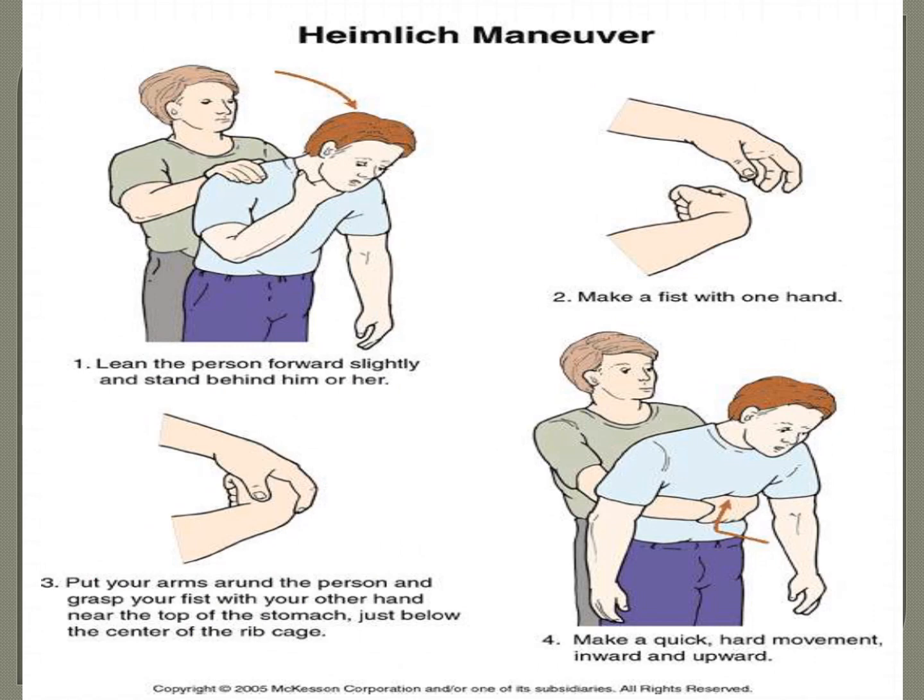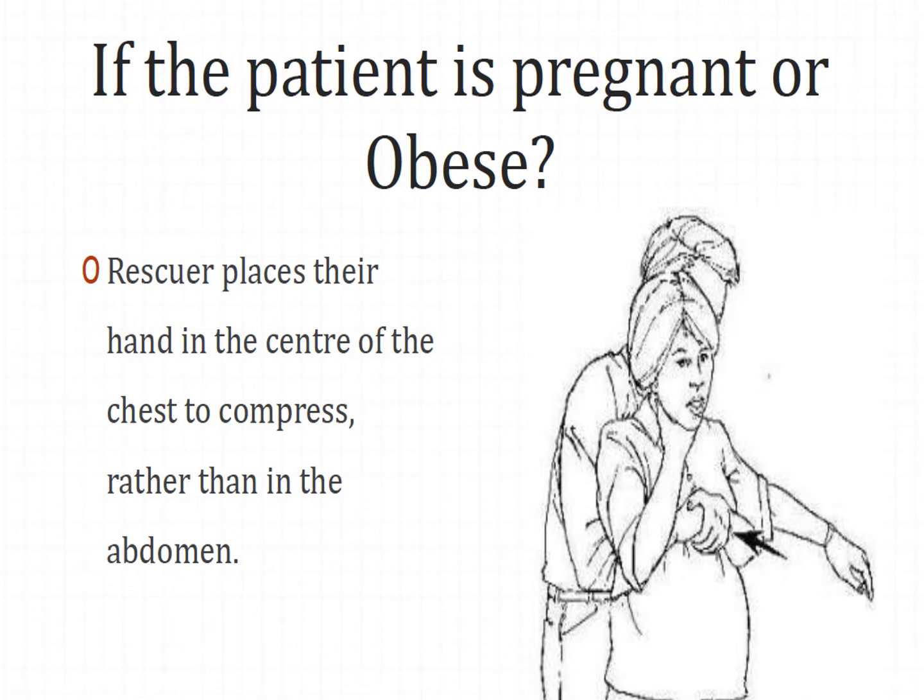In the diagrammatic photo you can see how we place the hands: slightly bend the patient, make a base, place the fist over the navel and thrust upward and backward. What will you do if the patient is pregnant or obese and you cannot compress the abdomen? The rescuer places the hand in the center of the chest to compress rather than the abdomen.